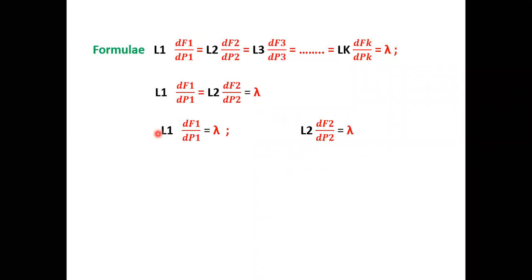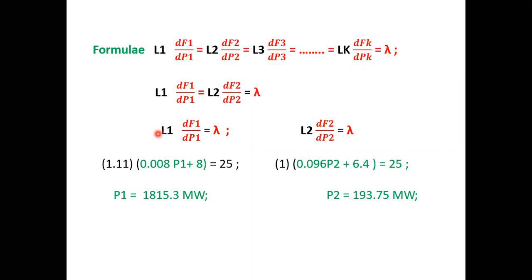So let's see the answers. This is the final answer for this solution: P1 equals 1815.3 megawatt and P2 equals 193.75 megawatt. All of you re-verify your answers, whether your answer is correct or wrong.